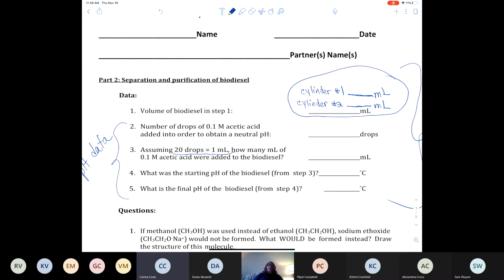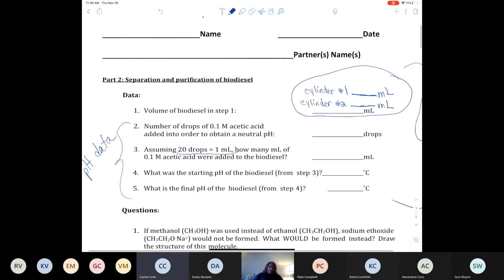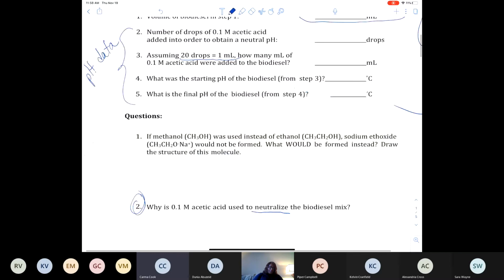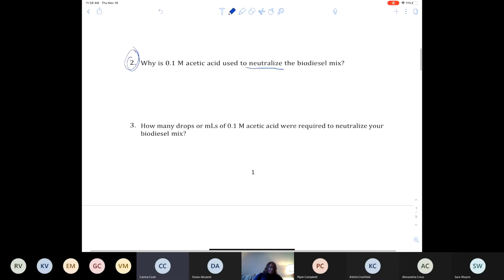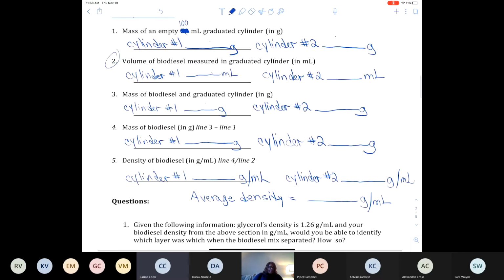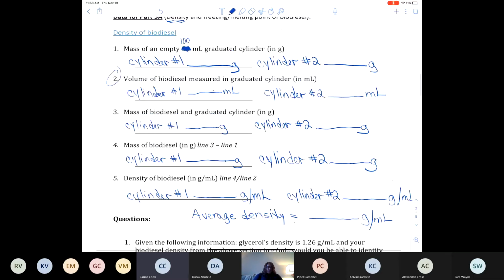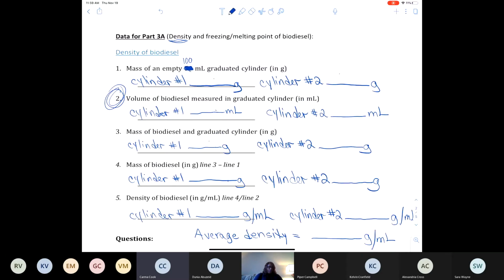Come on. I stated it blatantly in the video, how many milliliters I had in that first cylinder, how many were in the second. If you didn't watch the video, you need to watch it to find that information. You're going to put that same information for volume here in part 3A, question 2.